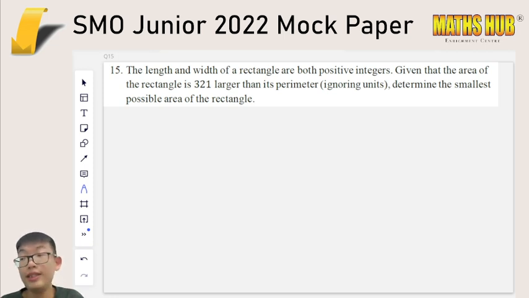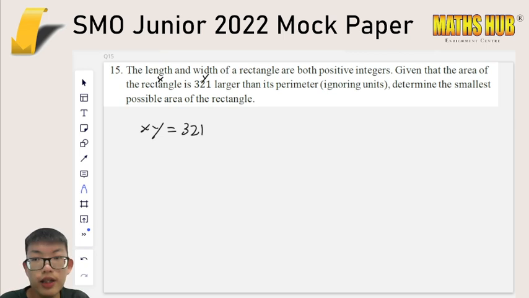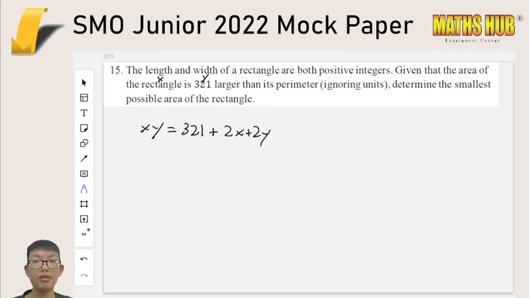You can tell that this is describing something of an equation, so it only makes sense that one comes up with x and y as your length and width and writes down a concrete equation. So we can write down that the area is 321 larger than its perimeter, which will be as such. Now, from here, I can rearrange it. I'll move over 2x and 2y.